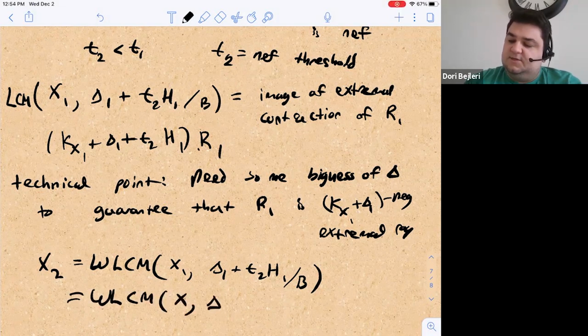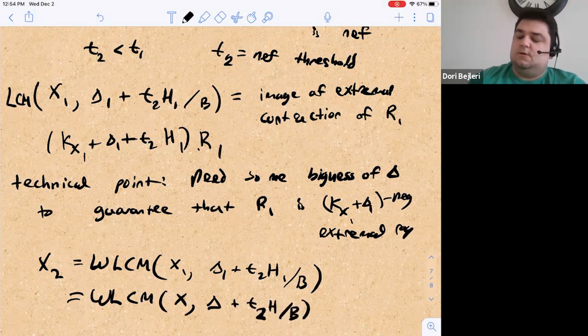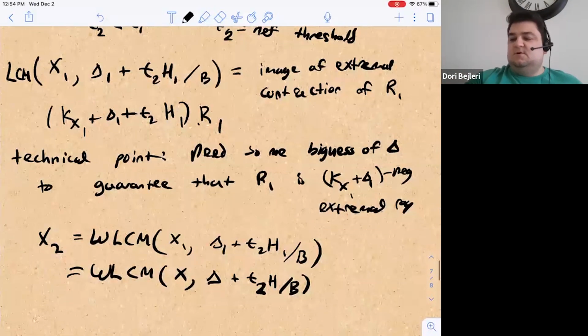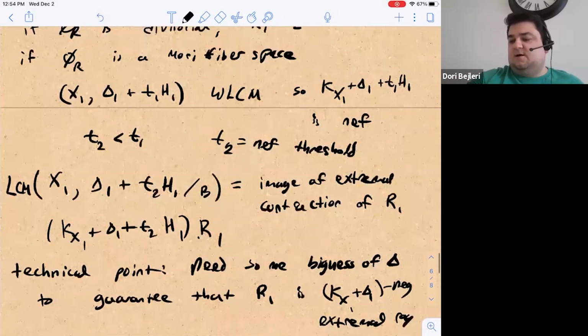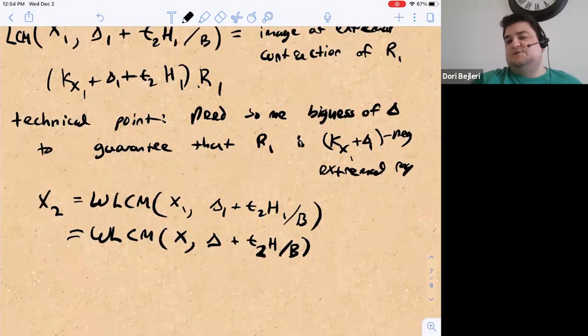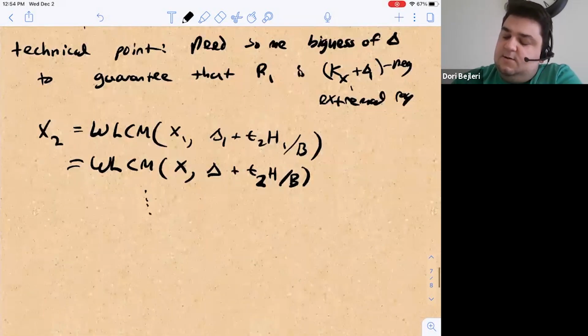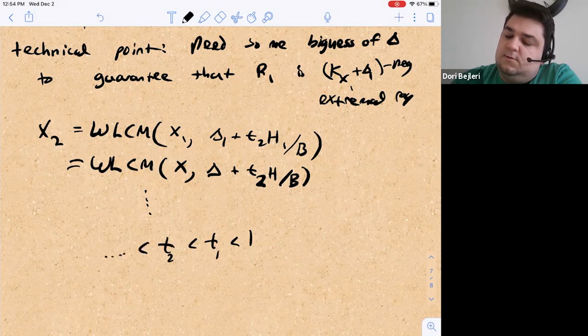with this coefficient. So the point is that in the end, this X2 is the weak log canonical model of X1, but X1 was the weak log canonical model of X, and so when we decrease the coefficients further, this X2 is actually the weak log canonical model of our original X with coefficients delta plus T2H. And so in this way, what we get is a sequence like this, where at each step we have a log canonical model.